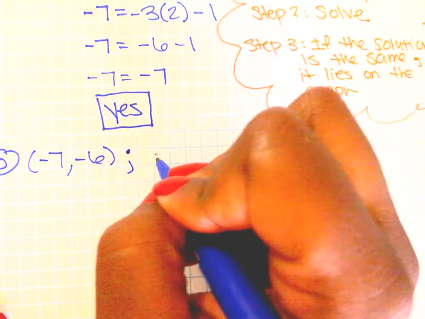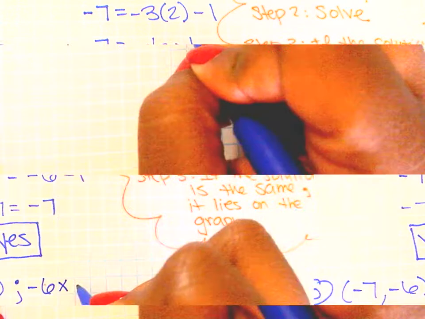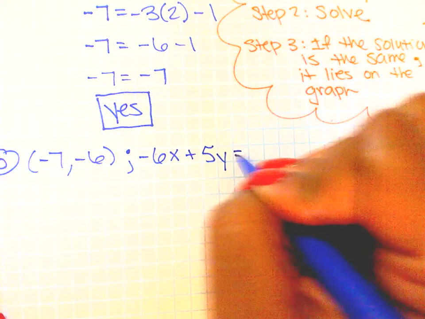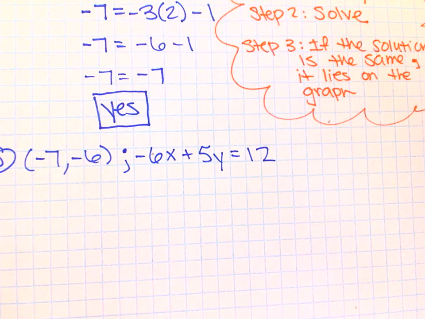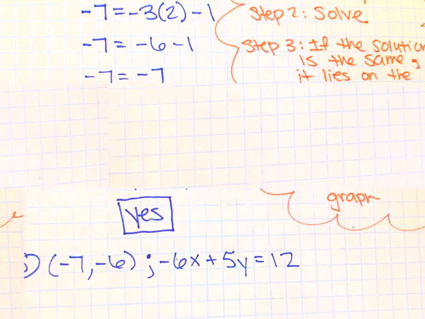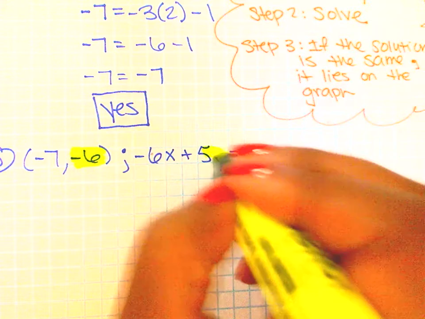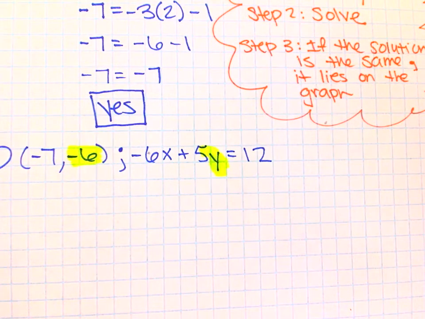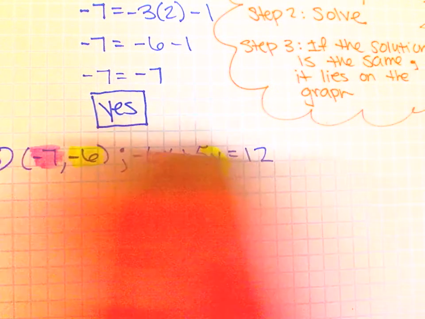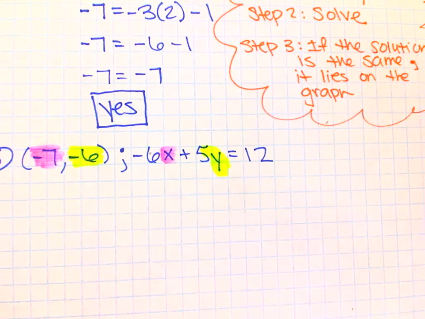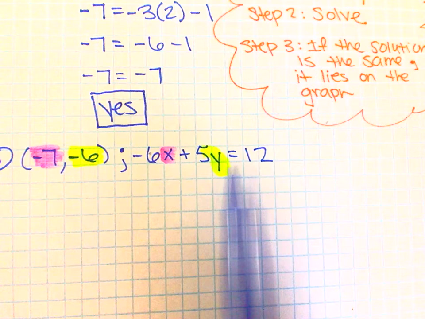(-7, -6), and they give us the equation negative 6x plus 5y equals 12. Ms. Graham, that's not in slope-intercept form. Can it be? Yeah, sure it can. But do we need to change it? No, because we're just plugging in x and y. So again, identifying that this is my y. Some of you are going to make that mistake and plug in your x for the y. Make sure you do the right number. And my negative 7 is my x.